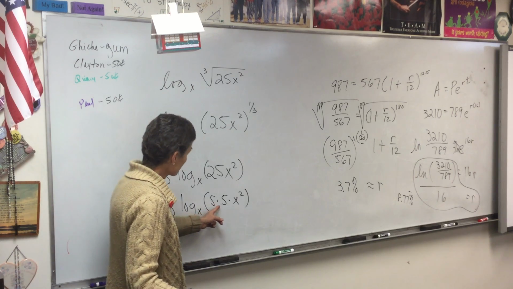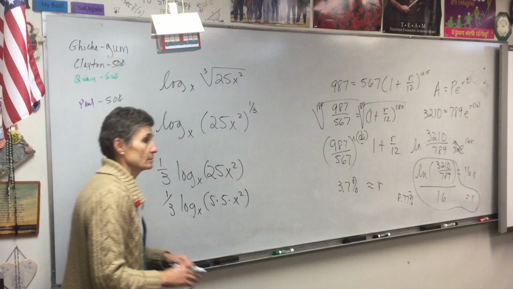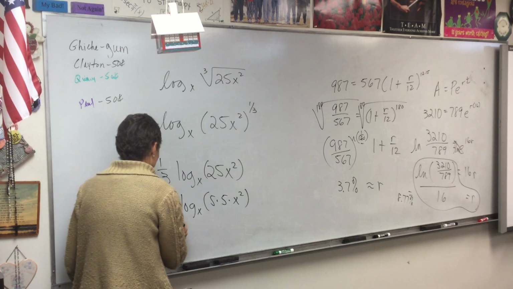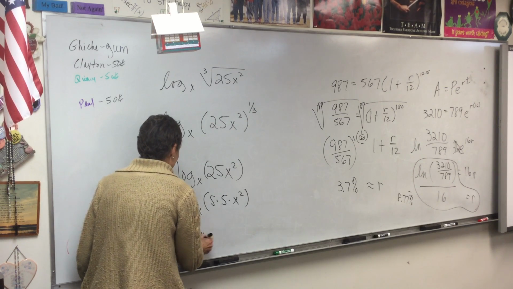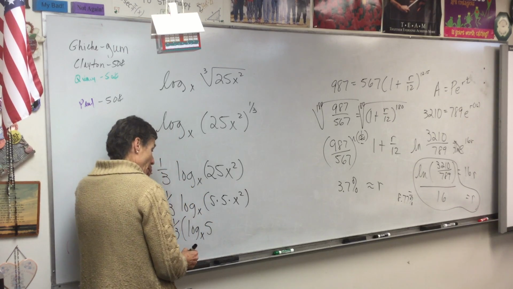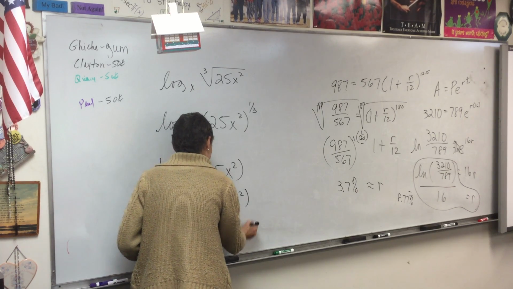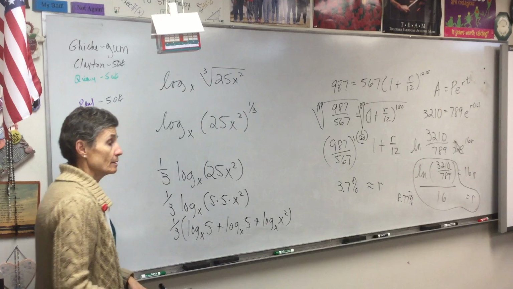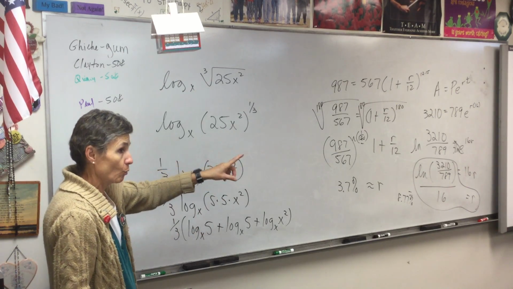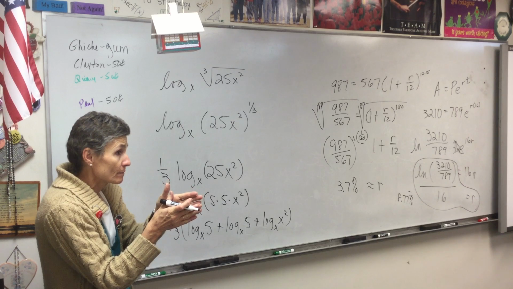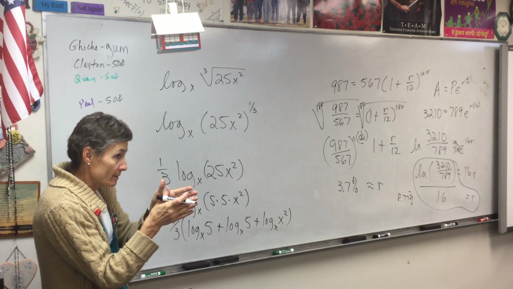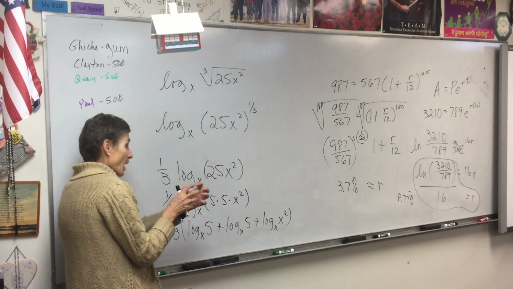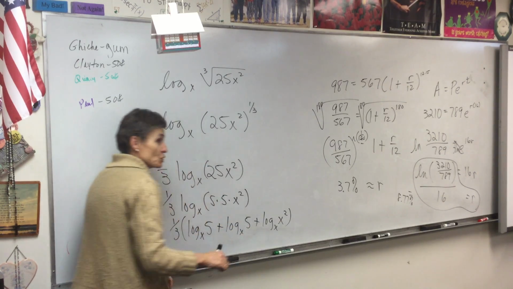Now, see how these are being multiplied? What if I decided to expand that? I could expand that and make it log base x of 5 plus log base x of 5 plus log base x of x squared. Now, a while ago, we were putting equations together. Remember that? I'm doing the opposite of that here. So if these are all being multiplied, I can pull it apart as an addition.